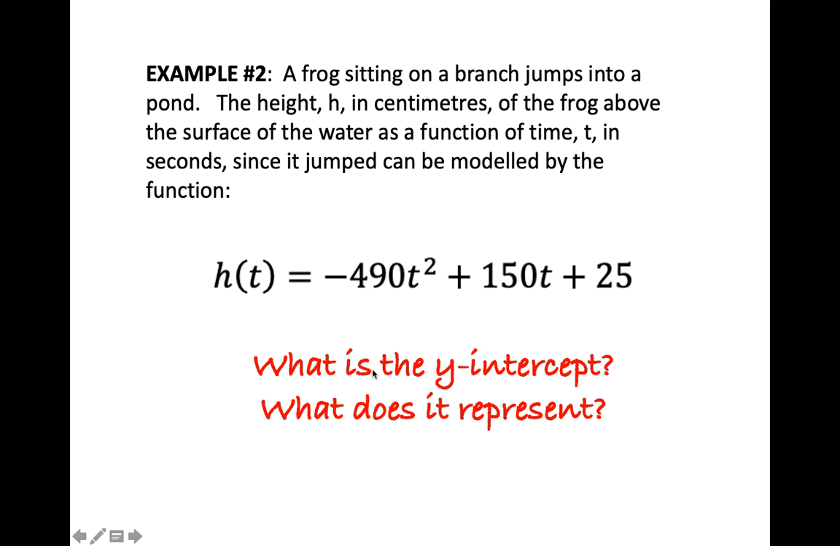So if you think about what this would look like, you're going to have to graph it to get a feeling for it, but you can tell that it's opening down. Now, if you think about it, the y-intercept is 25. And remember that h stands for centimeters. Let's look, yeah, centimeters. So the y-intercept would be 25 centimeters. And what does that represent? That represents where the frog was sitting on the twig before he jumped.